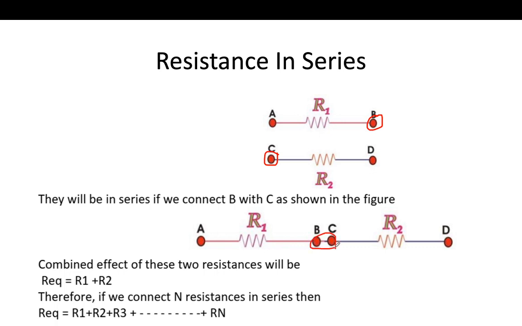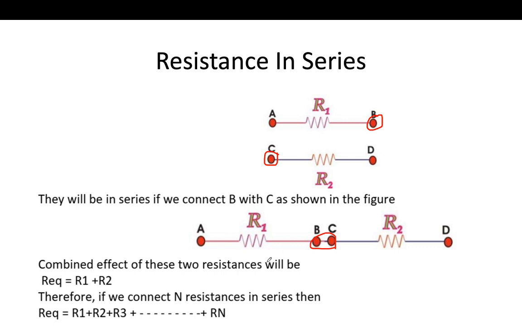So if the resistors are connected in such a manner that the ending point of one resistor is connected with the starting point of another resistor without having any junction or any connector in between them, that is called that resistors are connected in series. And when we want to calculate the value of total resistance, the combined effect will be R1 and R2. This means we will just add the values.